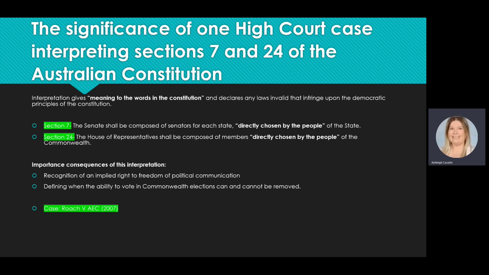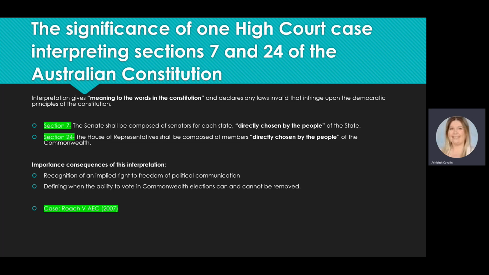You must know the significance of one High Court case. And in that case, Section 7 and 24 of the Constitution were interpreted. Now, interpretation gives meaning to the words in the Constitution and declares any laws invalid that infringe upon the democratic principles of the Constitution. We have 2 sections in particular.